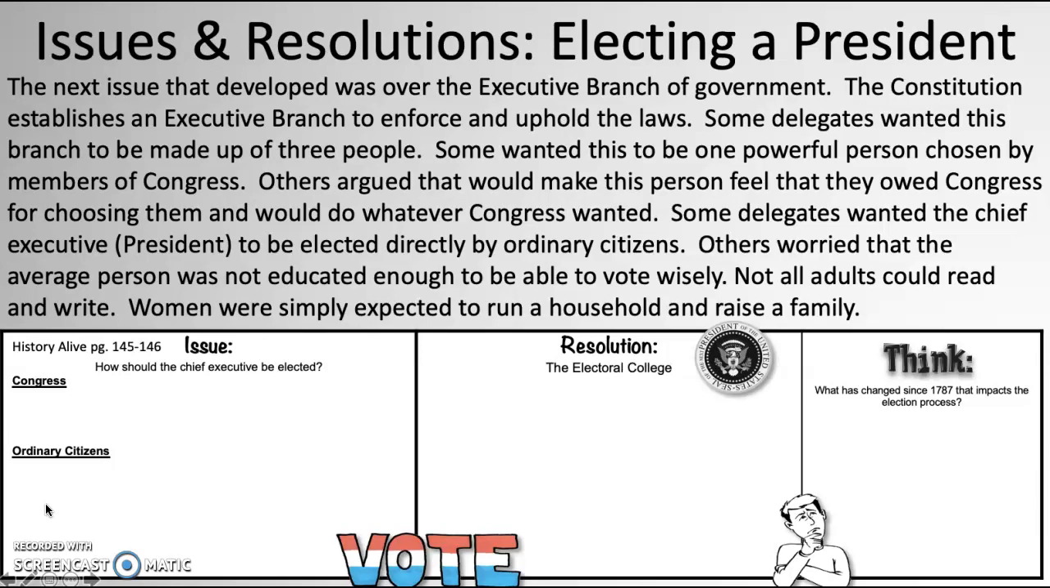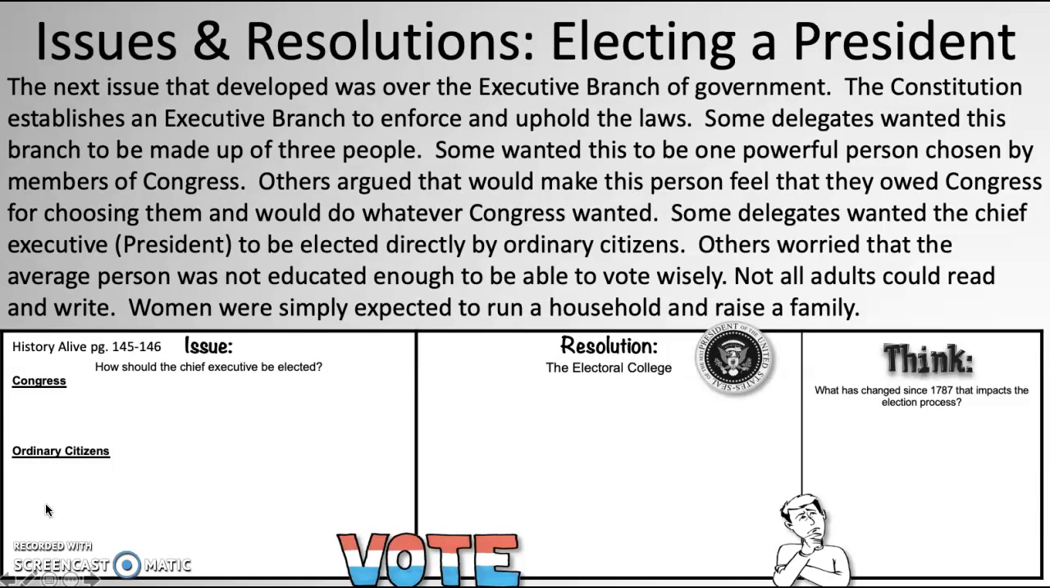Others argued that whoever was chosen as president would end up owing Congress for choosing them, or wanting to please certain Congress members to get their vote in the future, so that they would always owe Congress. They would do whatever Congress wanted. Some delegates wanted the chief executive or the president to be elected directly by ordinary citizens. Others worried that the average person wasn't educated enough. Not everyone back then was able to go and get an education.